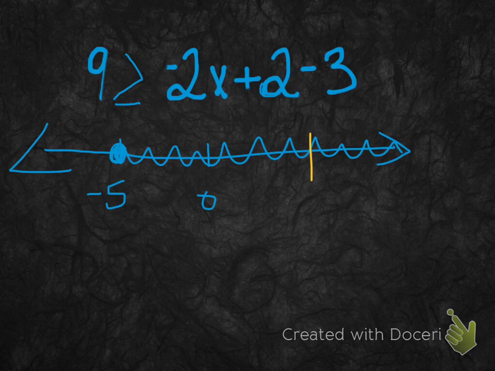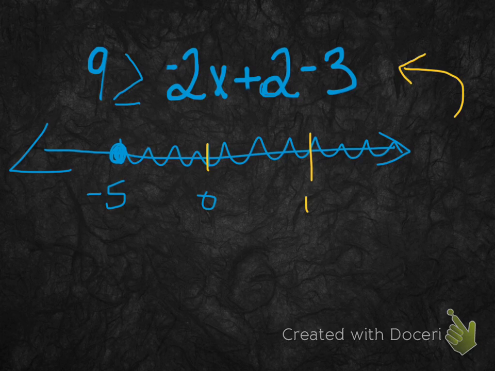Let's take the value 1. Now, 1 is to the right of 0, not to the left of 0. And the answer I got was -5. Not 1, but 1 is in the shade. And if 1 is in the shade, then 1 is also a solution to, guess what? This inequality. And you might be thinking, how is that possible? How can I have more than one answer?